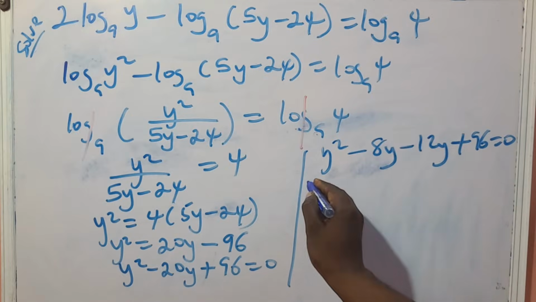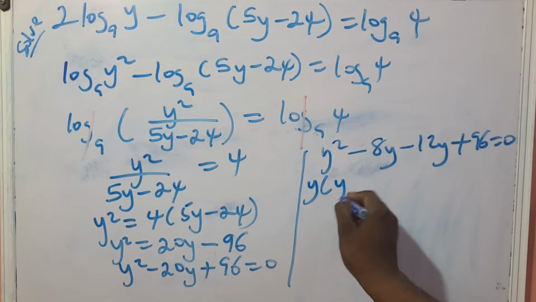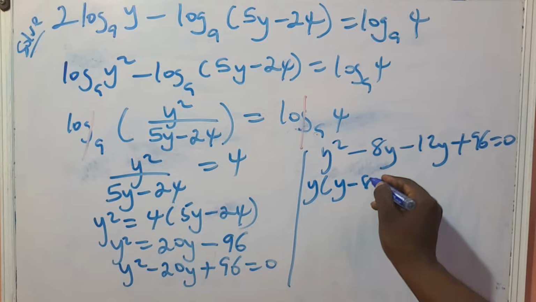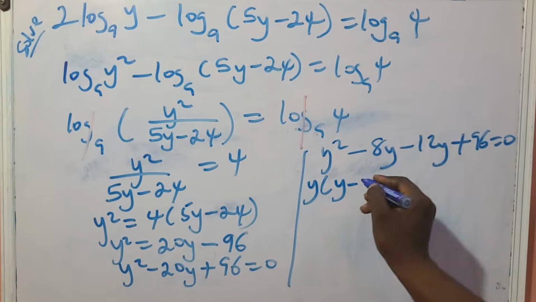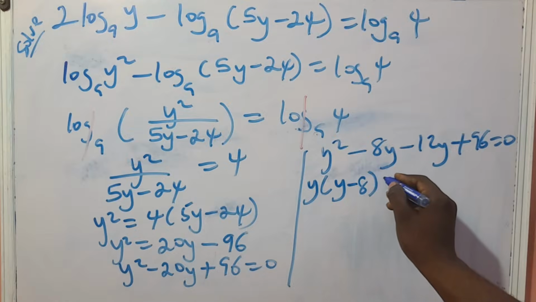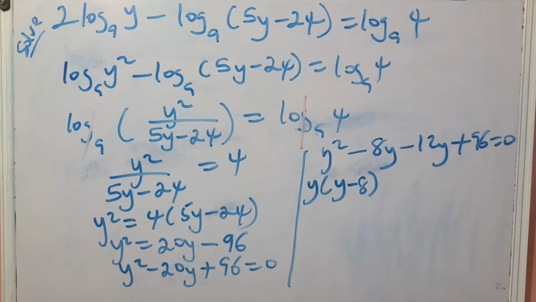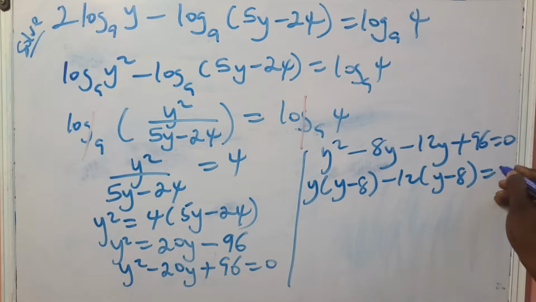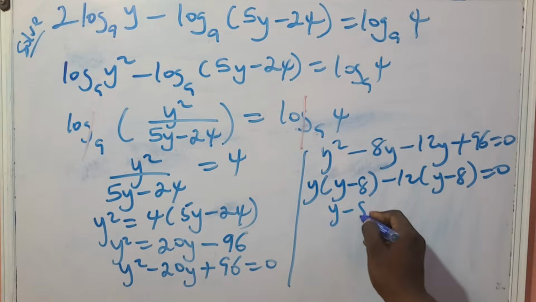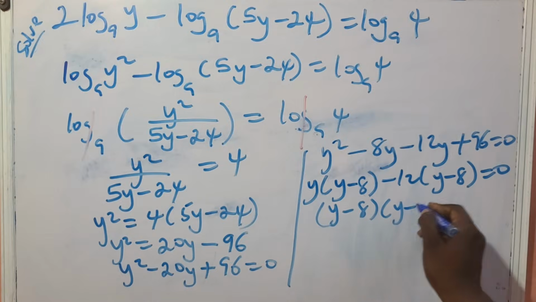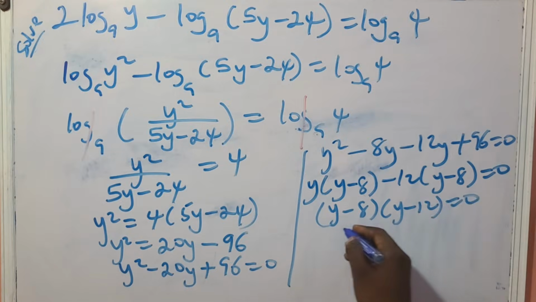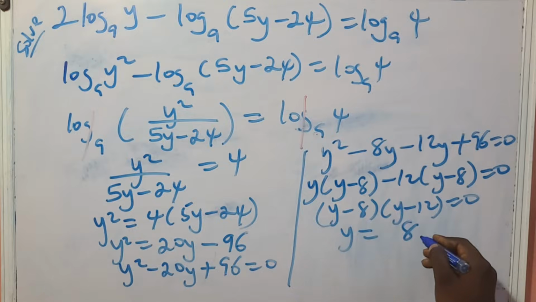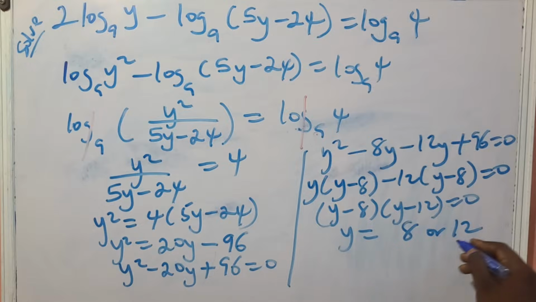So you go on to factorize this: you have y into y minus 8, and then minus 12 into y minus 8 equals 0. So you have y minus 8 and y minus 12 equals 0. My y is equal to 8 or 12. Does this make sense?